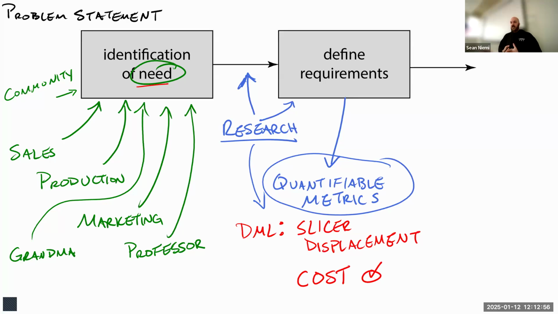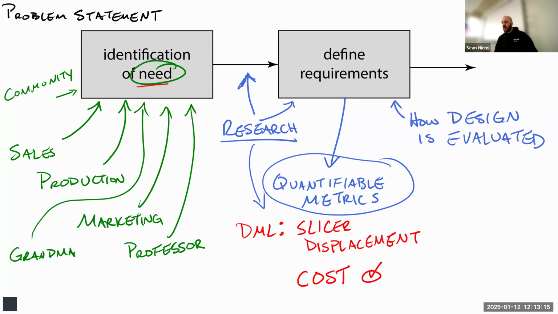What are the things that go into evaluating our design, or I guess how the design will be evaluated, is what our requirements are. And again, most of the time, these are going to be quantifiable, meaning that they have numbers put to them.